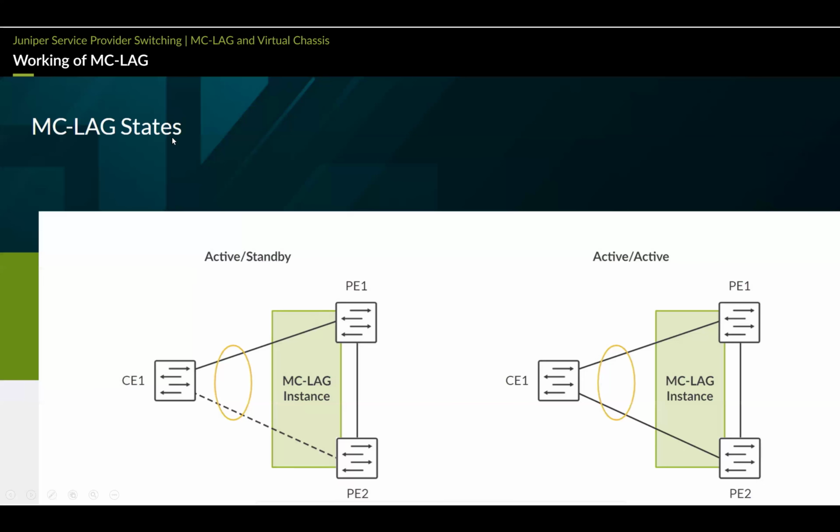So, MC-LAG state. You can deploy MC-LAG as active-standby. That means this link will work as an active link, and that will be the standby link. This can be one solution. Another solution is active-active: you can send traffic from CE1 on both links, and both will work as active. That is possible.